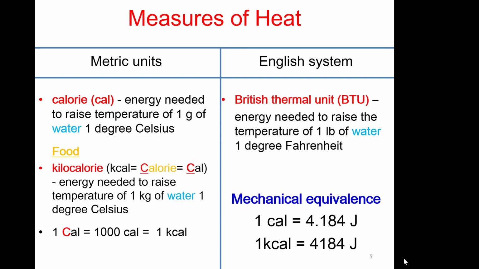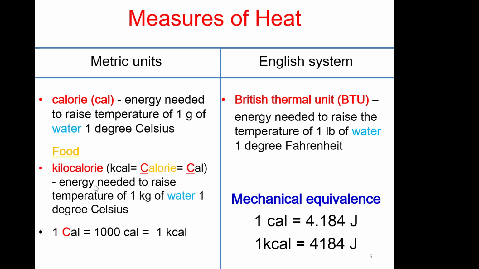Let's now see what the units for heat are. In metric units, the first unit for heat is the calorie, which we abbreviate as cal. It is the energy needed to raise the temperature of 1 gram of water by 1 degree Celsius. Also, we have another unit that is mainly used to express the amount of energy in food, and it is the kilocalorie.